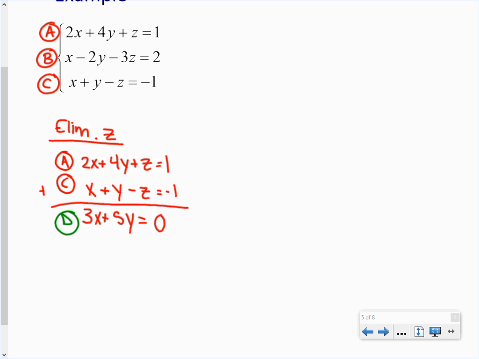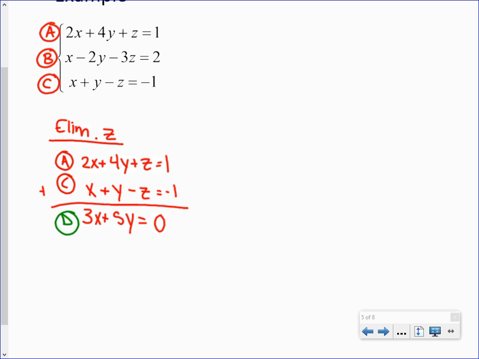With 3x plus 5y equals 0, I don't have enough information to solve for x or y, so I need another equation that has two variables, just x, just y. So I'm going to eliminate Z again. This time I'm going to have to use D with one of the other equations. Which equation would you use?